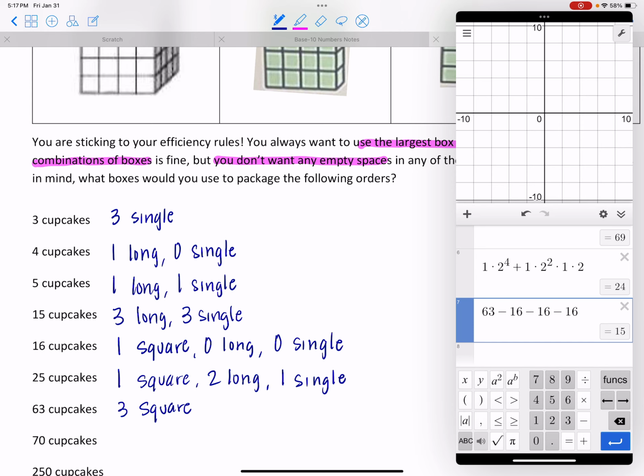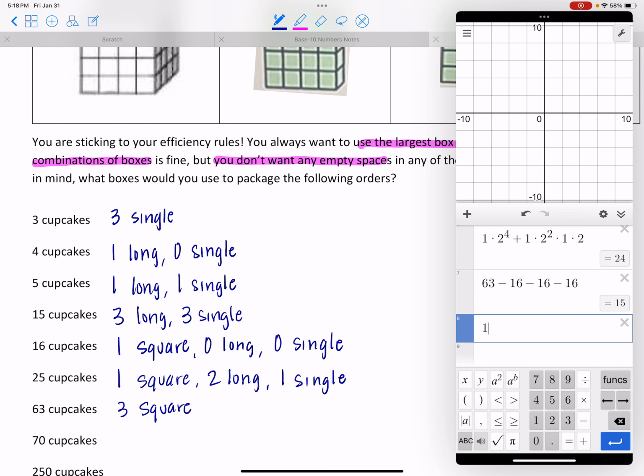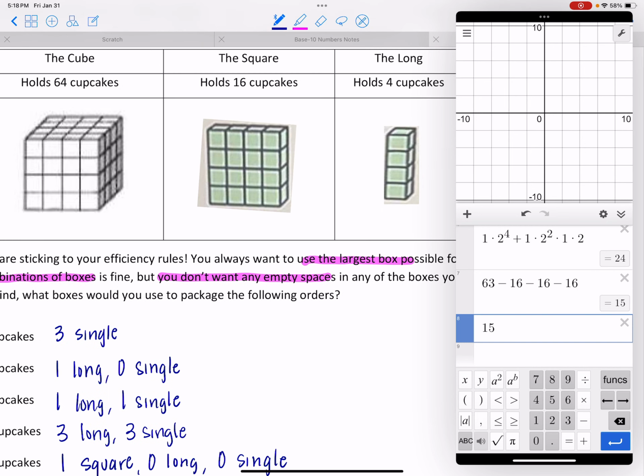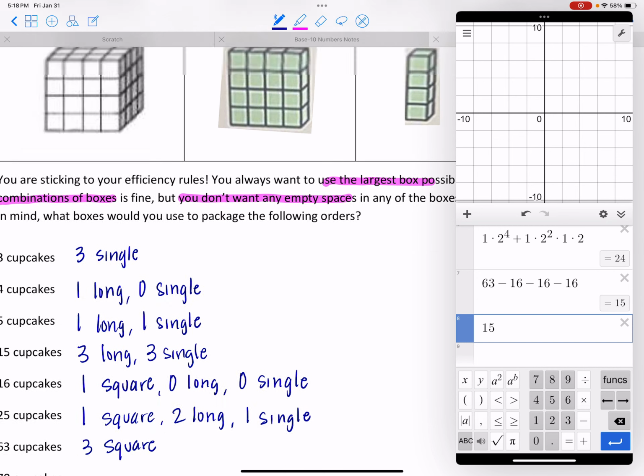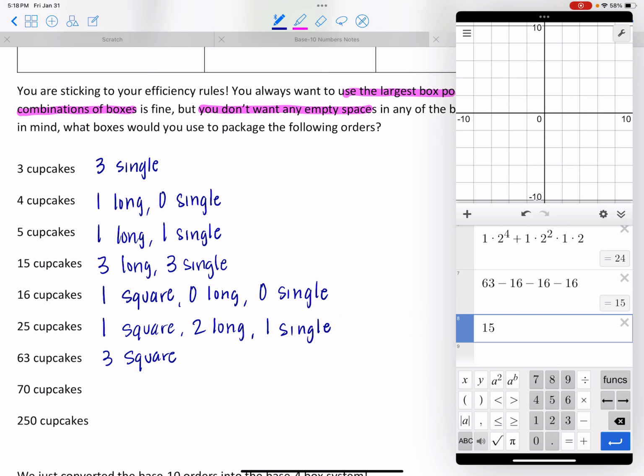That leaves me 15. So those 15 that are left over, how many long boxes can I use there? Long boxes are in groups of 4. Take 4, take 4, and I could take 4 again. So I can use 3 long boxes.